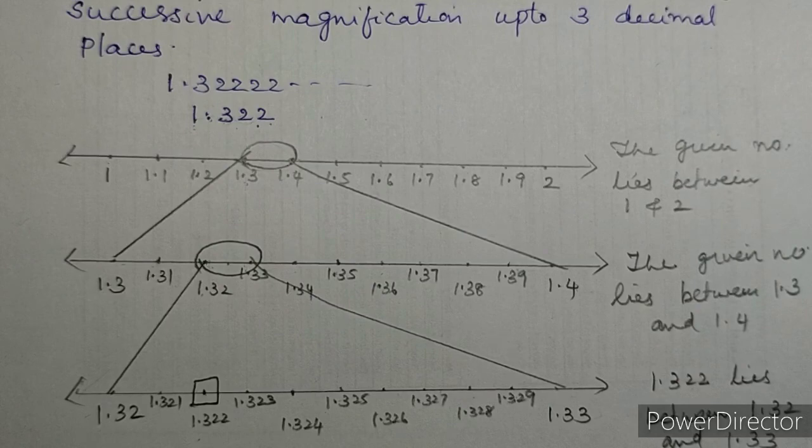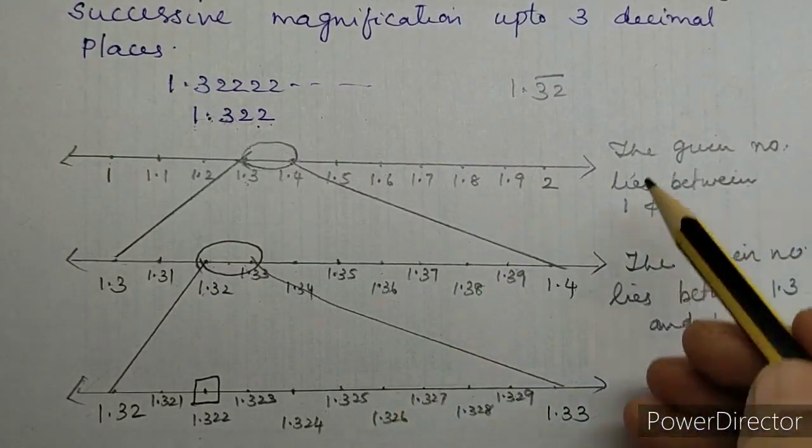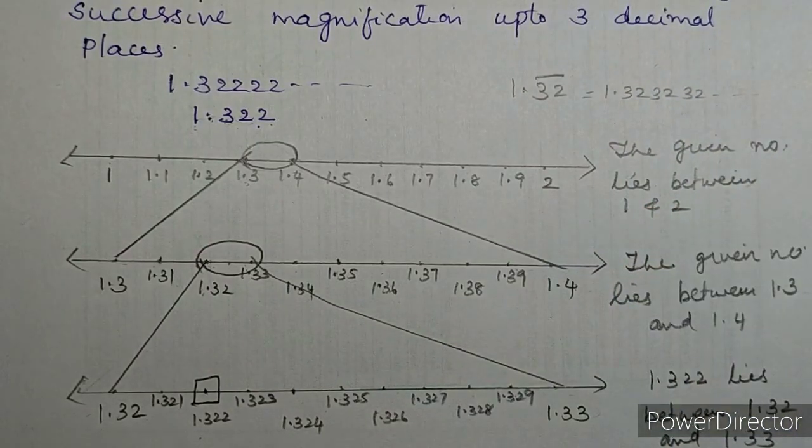So this is the process of successive magnification, and any decimal number, if it is given, you can draw using successive magnification. This is the way of representing a real number on a number line. If it is a bar, for example 1.32 whole bar, you can write it like this: 1.32, 32, 32, and take as many decimals as they have asked in the question. You have to take that much decimal and draw the number line. It depends on how many digits are after the decimal; the number of number lines you have to increase or decrease accordingly.